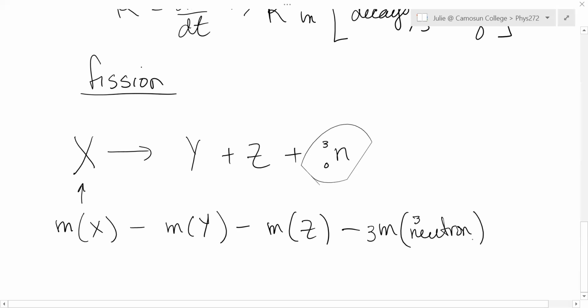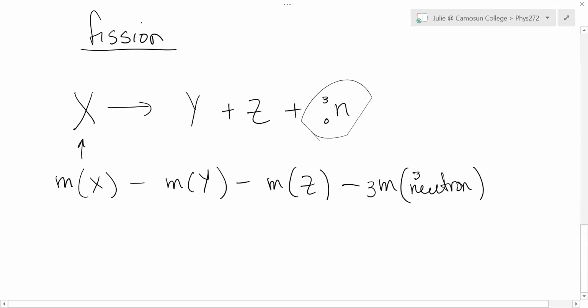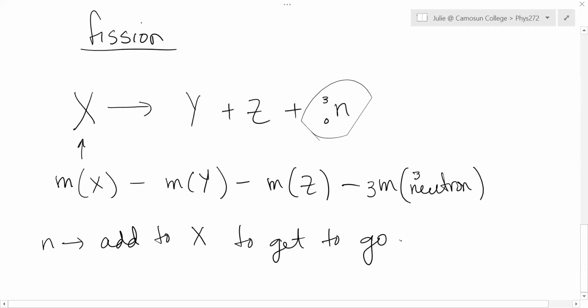If that number is greater than 0, this thing will go spontaneously. Now, often it doesn't happen, it doesn't work. That's why you need an extra neutron, it's like the straw that breaks the camel's back. You need to add it to the X. So you bombard it with these slow neutrons, and that's just enough to get it to break apart. And then you get multiple neutrons coming out to get it to go. Okay, so that's all you probably need for now.